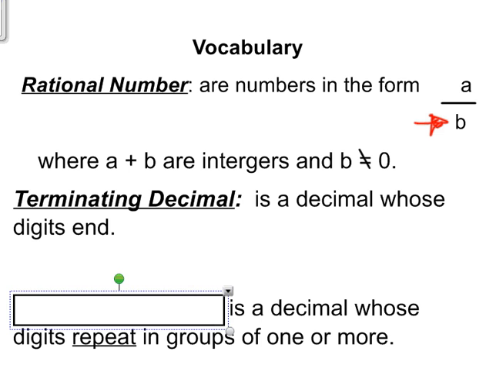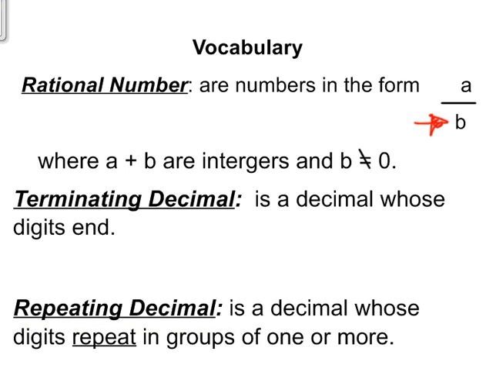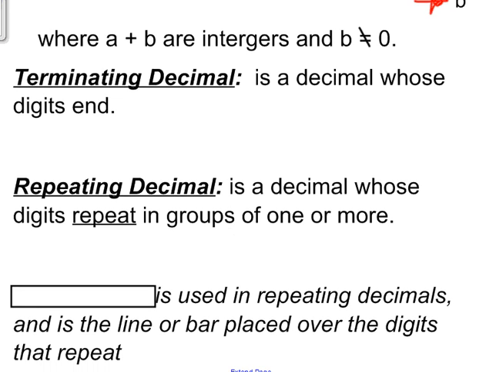Our last term here is repeating decimals. I guess we have two terms, sorry. A repeating decimal is a decimal whose digits repeat in groups of 1 or more. We'll do some examples of those. For example, we can have 3.3 with a bar over it to show that it's 3.33333 and so on, that the 3's repeat. The bar indicates that it repeats.